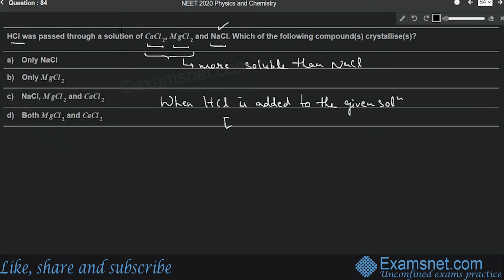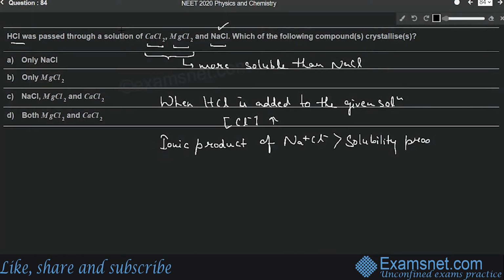The concentration of chloride ion will increase. Due to this, the ionic product of NaCl will become more than the solubility product, right? The ionic product of Na+ and Cl- will become more than the solubility product of NaCl. So NaCl will precipitate out.